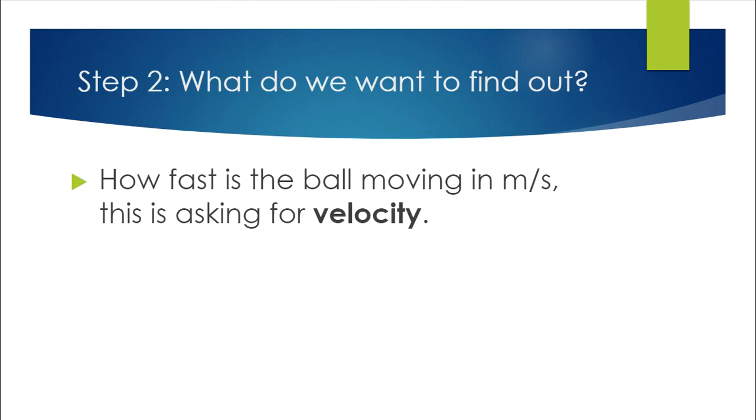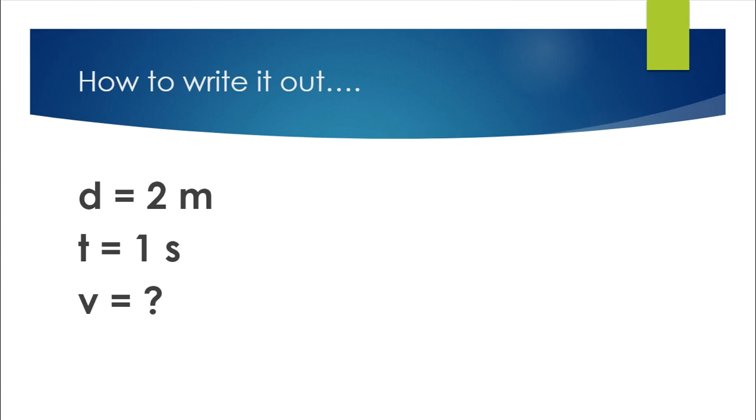Remember that velocity and speed, at least for this course, are the same equation. The only difference is that velocity has a direction. And so, this is how to write it out. On your paper, you would write out your distance is 2 meters, your time is 1 second, and your velocity is the question mark, the thing you're trying to figure out. So that's the first part of doing the equation.